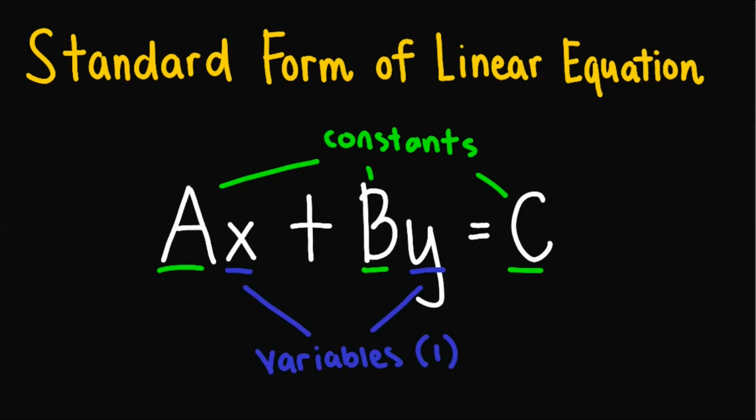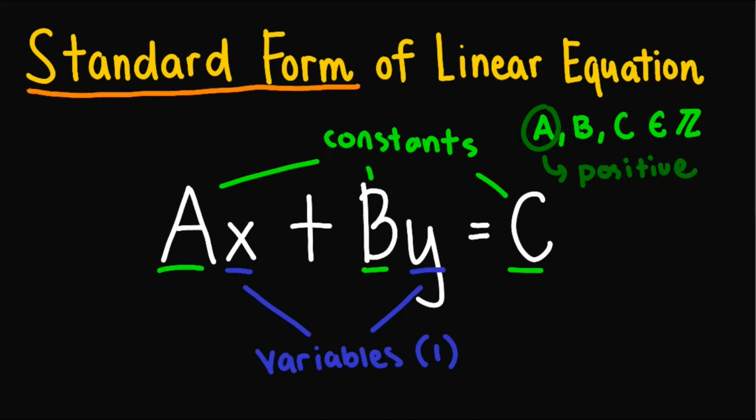Also, something to take note about is that A, B, and C are integers. But take note that A must be positive. What if A is negative? Well, the outcome of the equation would still be a line. But we are dealing here with the standard form, so we want A to be positive always.